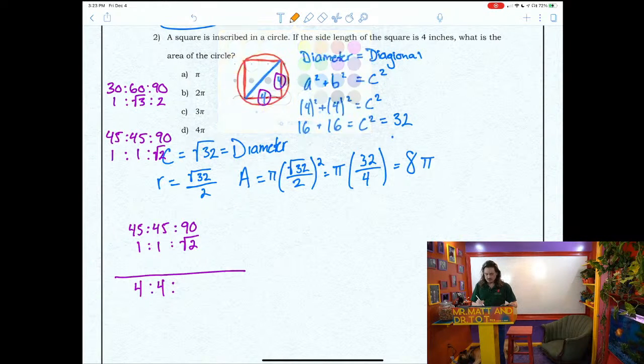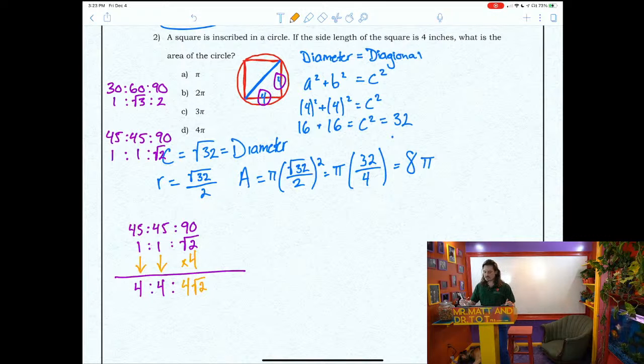Now ask yourself, to go from 1 to 4, what do you need to multiply by? 4, right? Because 1 times 4 is 4. So you need to multiply by 4 as a common multiple to get the actual values from the ratio elements. So this missing side length is going to be 4 root 2.